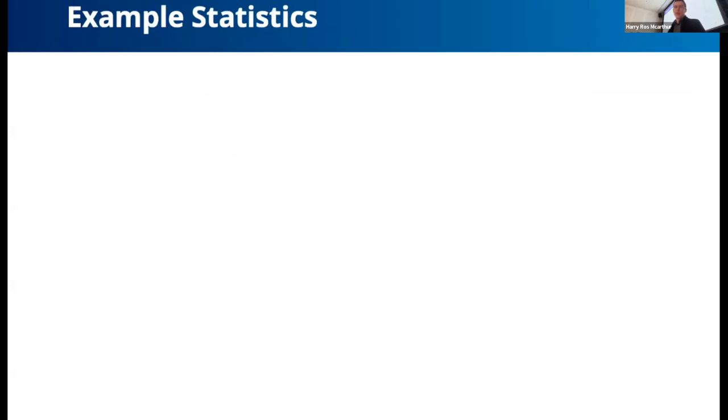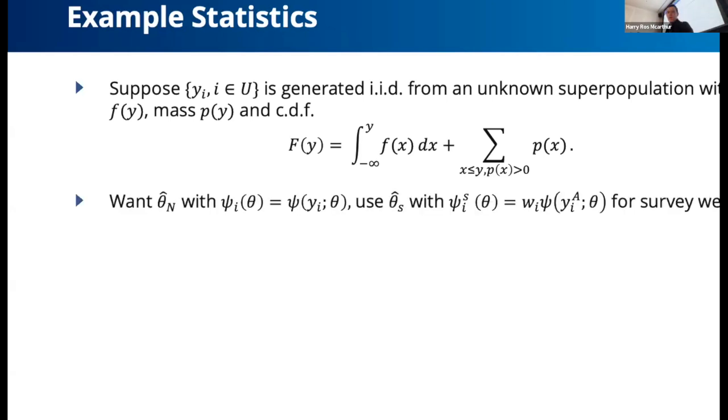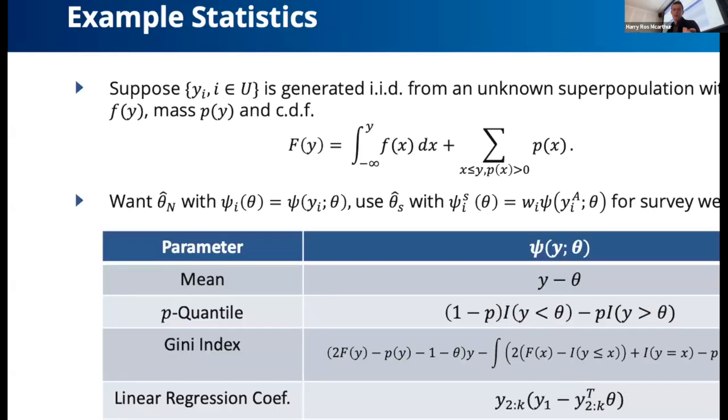We can use estimating equations for an enormous array of statistics. So suppose we've got some CDF that's a combination of a continuous component with a density and a discrete component with a mass. If we look at the estimating equations of a whole bunch of statistics here, we can get a sense of how broad this approach can take us.